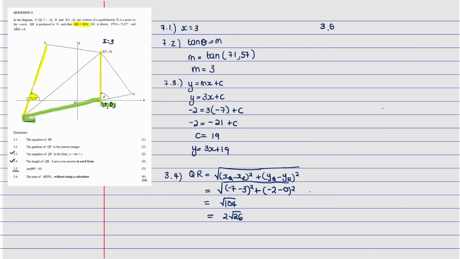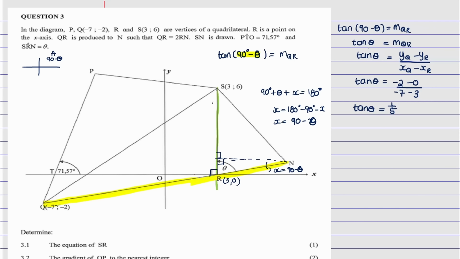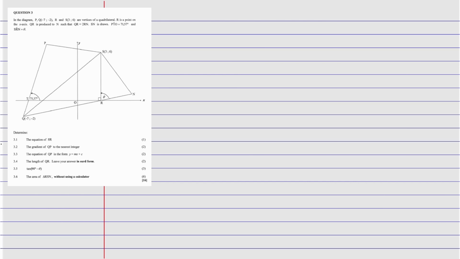So now with that said, we know tan theta is equal to 1/5, right? So now moving on, I'm going to need a separate page again, right? Now moving on to the area of what? We need the area of triangle RSN. So let's go to triangle RSN. So this is the triangle that we're going to look for the area of, right?